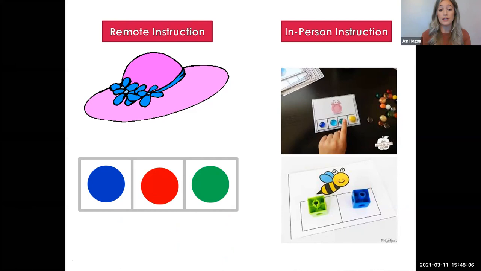On the right is just a way that you can use the Elkonin boxes in person. They're using Unifix cubes. You could use counters. You could use erasers, really whatever is at your disposal. Keeping in mind, we're not going to use any print.